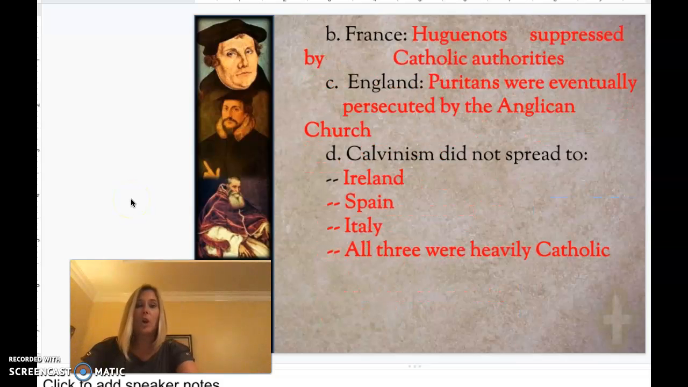Calvinists who went to France are called Huguenots. So Huguenots are French Calvinists. They were suppressed by Catholic authorities. Calvinists who went to England are known as Puritans, and we know that the Puritans will be persecuted by the Anglican Church. If you remember maybe from American history, the Puritans wanted all Catholic elements in the Church of England eliminated. So they wanted to purify the Anglican Church. And we know many of them decided to leave and go to America and set up some of the colonies along the eastern part of the U.S. Finally, these are the countries where Calvinism did not spread to, and this video is about to cut me off.